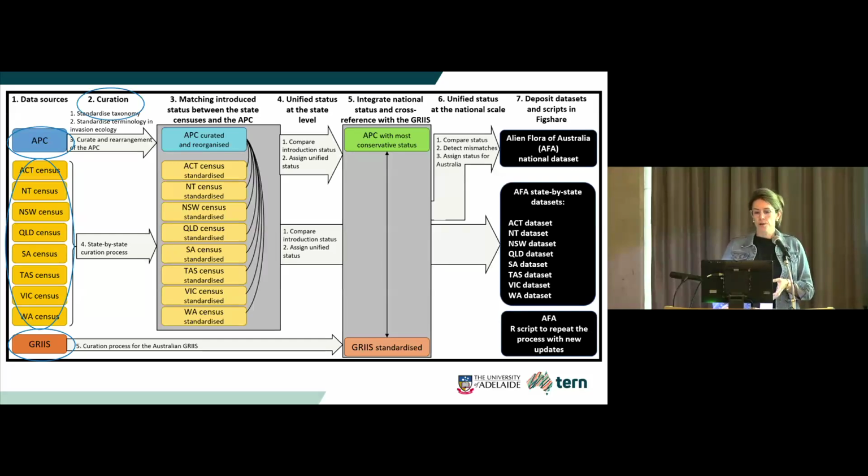Then we went through a process of curation, standardising the taxonomy and the terminology in invasion ecology. We matched introduced status between the state censuses and the national plant census. Then we unified the status at the state level, and then we integrated the national status and cross-referenced it with the GRIIS. We unified status at the national scale. So we compared the status, we detected the mismatches, and we assigned status for Australia.